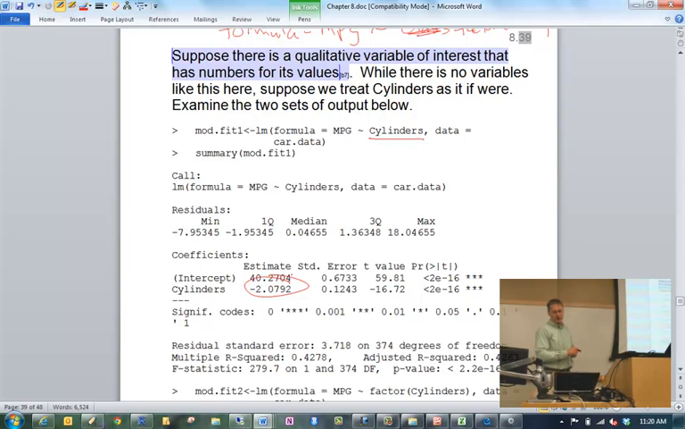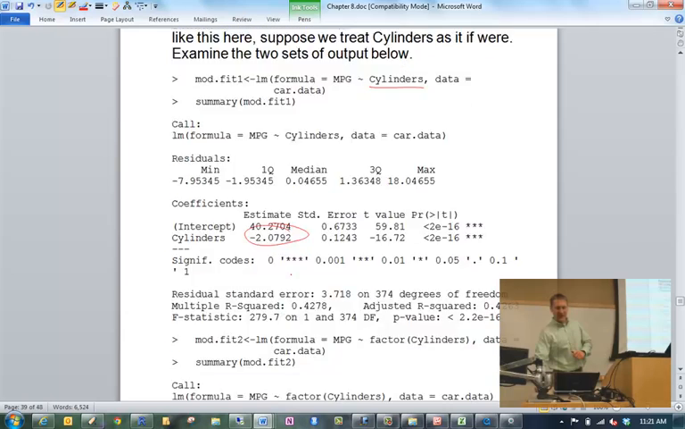Or, wait a second. Let me restate that. No, that does not make sense. Am I thinking about this wrong? It was making sense to me when I was going over my lecture earlier today. Oh, yes, it does make sense, because as cylinders increases, that's going to cause your MPG hat to decrease. Sorry about that.